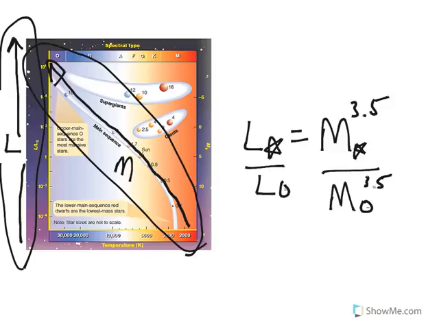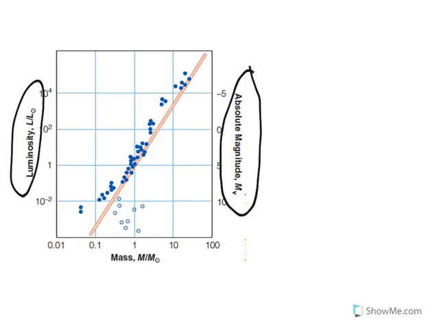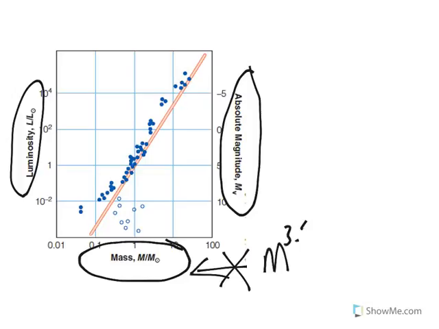Let's compare luminosity to the mass of a star. Now this diagram from your textbook is comparing luminosity on the vertical axis, or absolute magnitude on the vertical axis, to the mass of the star on the horizontal axis, and is not an HR diagram. Now the mass is not mass to the 3.5 power. We're only comparing the mass of the star relative to the mass of the sun.